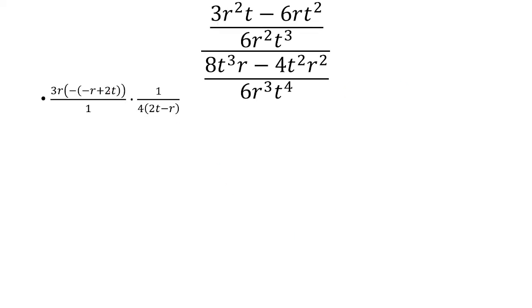Now I can just rewrite this. Negative r plus 2t is just 2t minus r. This negative comes out in front. And so now I can get rid of these two. And I'm left with negative 3r over 4. And that is my answer.